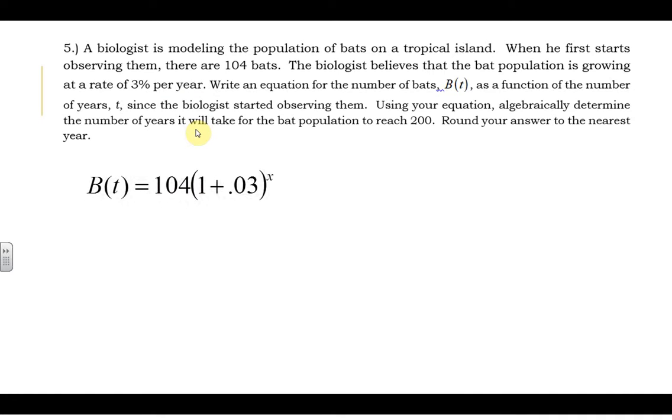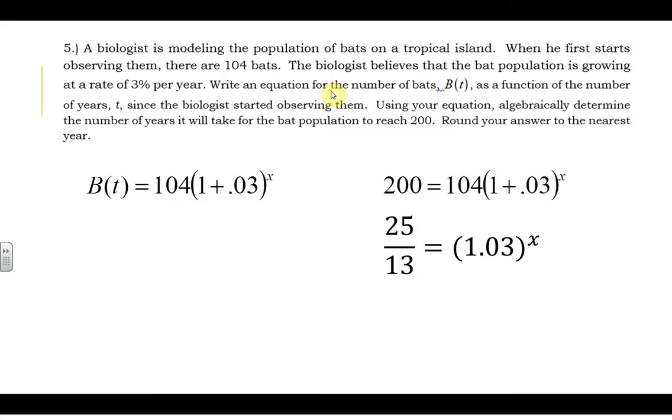So we're using just the normal 1 plus r, increasing. P is the starting value, so we had 104 bats to begin with. It's increasing at a rate of 3%, so that's where that came from. And now we need the exponent. We want to know when it equals 200. So we need to isolate. We're setting it equal to 200, and we're dividing by 104. That's what that fraction is.